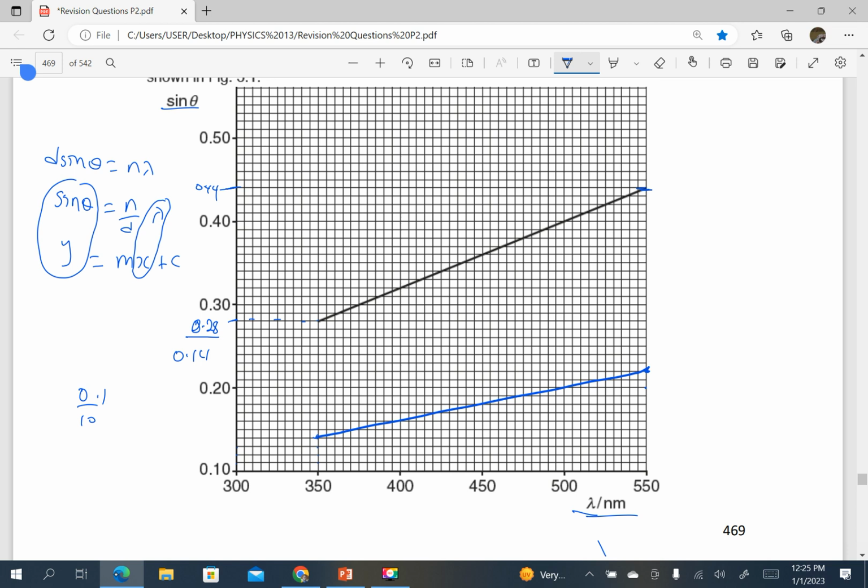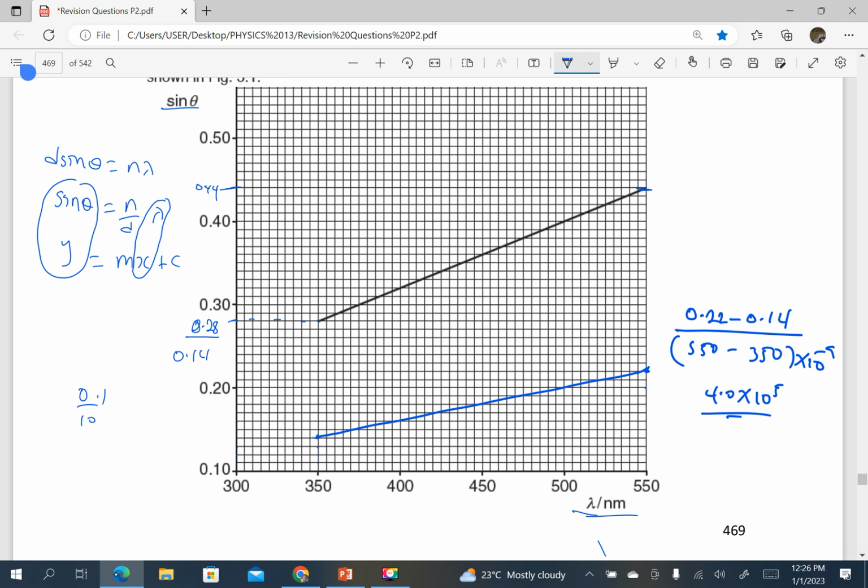Okay, so that is my graph. You can check the gradient and see if it is half of the other one. So 0.22 minus 0.14, remember this is times 10 power negative 9, divided by 550 minus 350. This gives me 4.0 times 10 power 5 as the gradient.